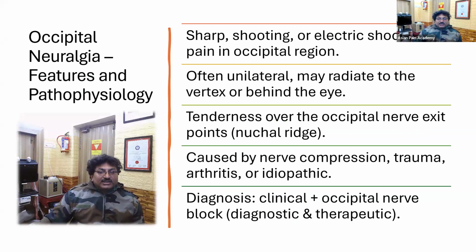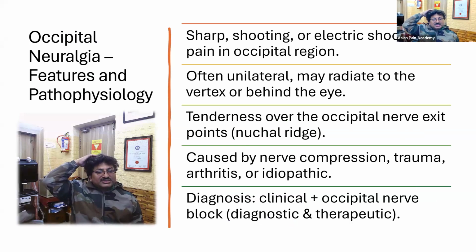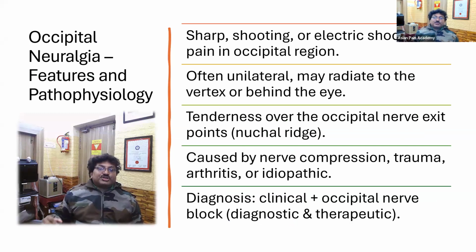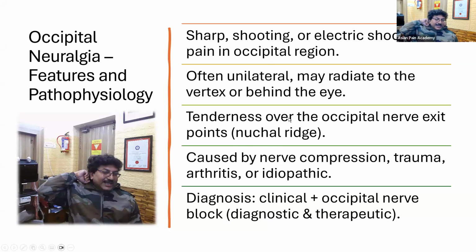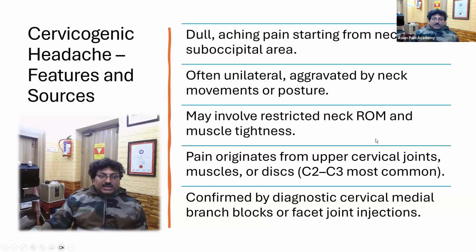Now, occipital neuralgia, as it is a neuralgic pain, will be a sharp shooting pain, electric shock like, and it will go to the occipital region, sometimes unilateral, and may radiate up to the vertex or behind the eye. Now, there is tenderness over the occipital nerve exit point, so it could be at the level of the nuchal ridge where the nerve is exiting, and that could be painful. It is caused by nerve compression, sometimes trauma, arthritis, or idiopathic. Diagnosis is clinical or by the diagnostic or therapeutic occipital nerve block.